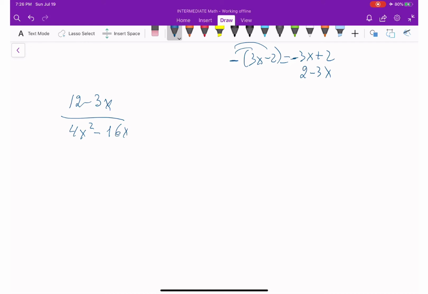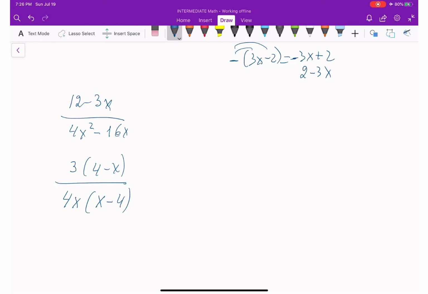Okay, let's see what we can do. In the numerator, I can clearly see the common factor 3. It's going to be 4 minus x. In the denominator, common factor, what do we have? 4 and x, right? Between 4 and 16, take 4 out. And then between x squared and x, it's x coming out. It's going to be x minus 4.